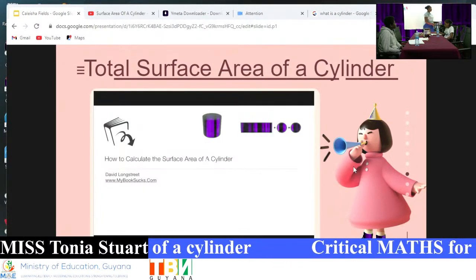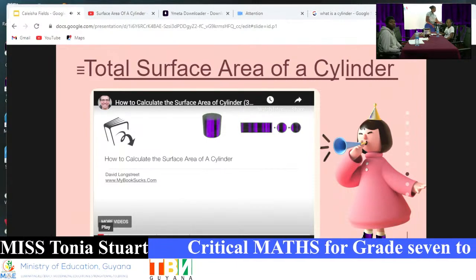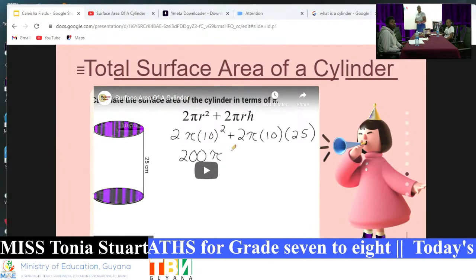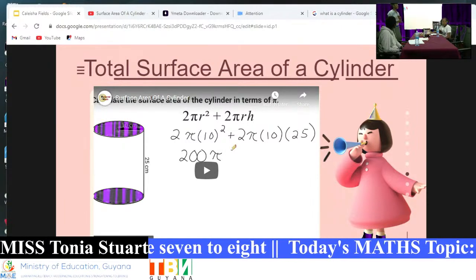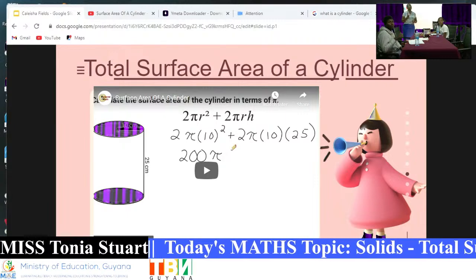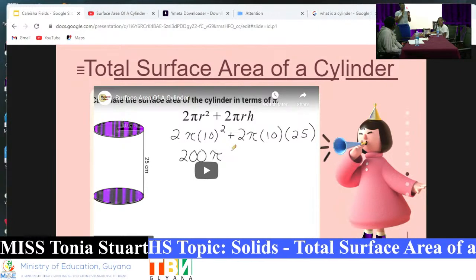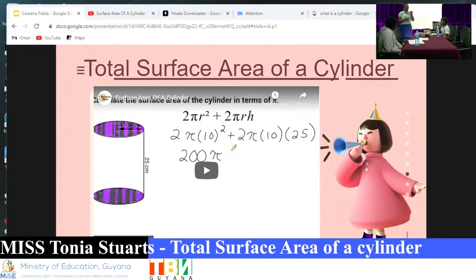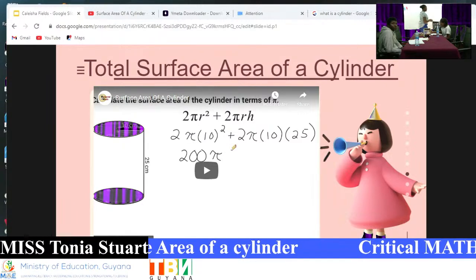Alright, let's continue. What we're going to do now is take that formula and look at an example of how we can calculate it. But in this case, we're not using the value of pi as yet. We're leaving pi. Pi will remain in the answer. That little symbol that we see there will remain in the answer. Right? So let's look at this video.